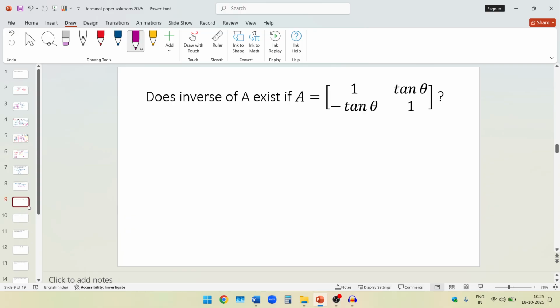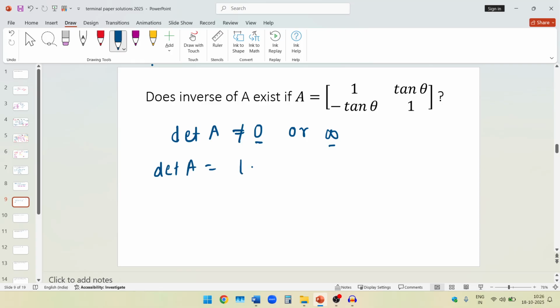Does inverse exist? For inverse to exist, the determinant of A should not be equal to 0, which means it should not be singular. It should be a non-singular matrix. So the determinant of A should not be equal to 0, or it should also not be equal to infinity, or it should not be not defined. It should not be 0, it should not be equal to infinity. Now, what is the determinant of A?